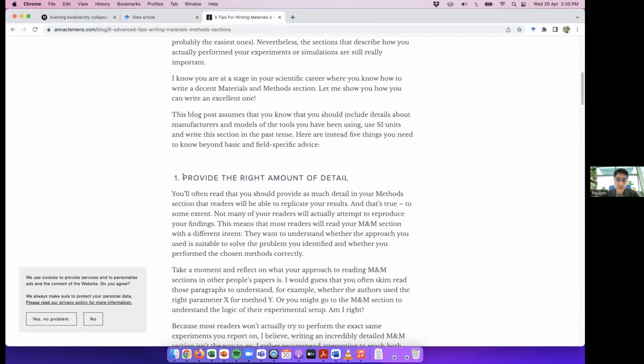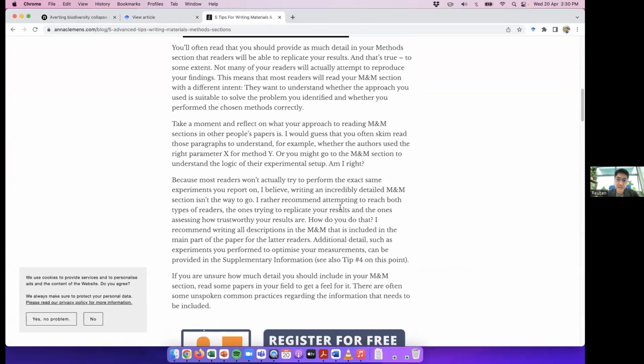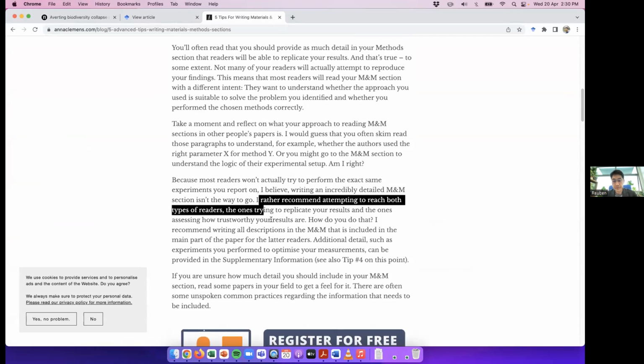So yeah, like what some of you have said, a big challenge for a lot of you is providing the right amount of detail. I always recommend trying to make sure it's a bit general, not too specific, but the specific stuff has to be in the supplementary information. Yep, so that's one tactic.